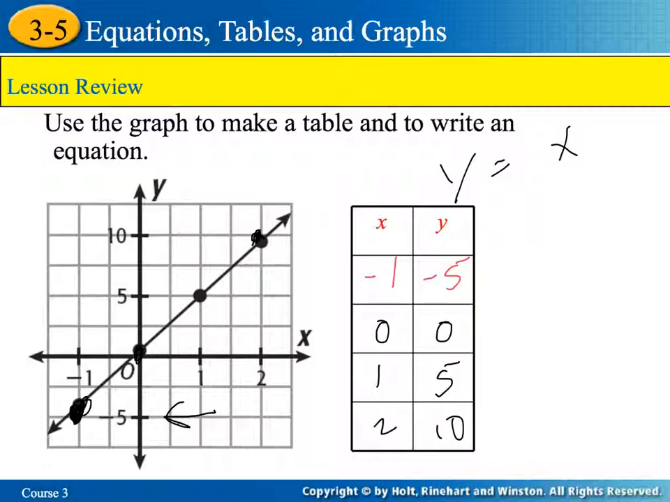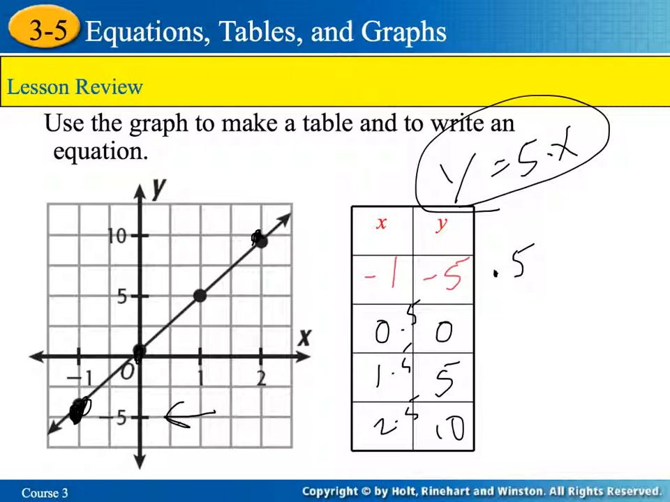Okay, how else could you get from -1 to -5? Multiply by 5. What if I took 0 multiplied by 5? I get 0. Perfect. What if I took 1 multiplied by 5? Oh, I get 5. What if I took 2 multiplied by 5? Hey, I get 10. Does this work? You betcha. Absolutely this works. So your equation is y equals 5 times x. Again, you're looking for a pattern between your x's and your y's.